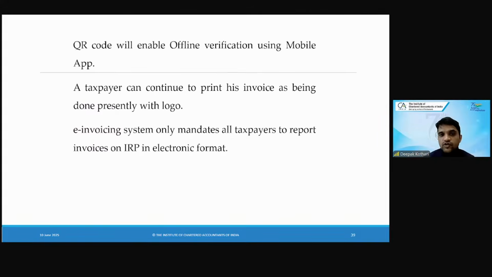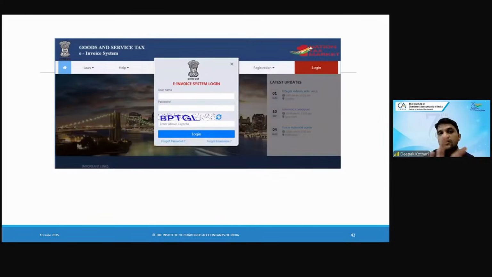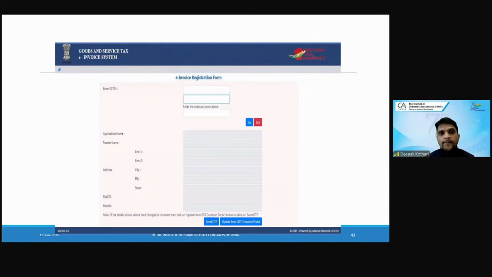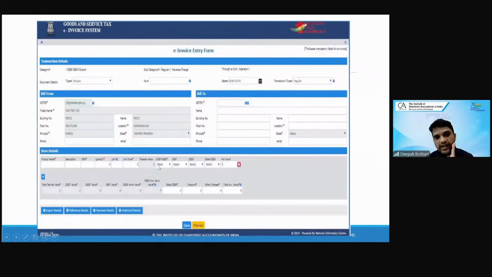So IRP, I showed you the process, right? So how does the system work? This is an e-invoice portal wherein you should have a separate username and password. This is different from the GST portal. So if you have a login access for the GST portal, that's fine. But for the e-invoicing portal, you need to have a separate login. Generate the e-invoice registration form and things like that. Once you register, go to the dashboard and generate an e-invoice.